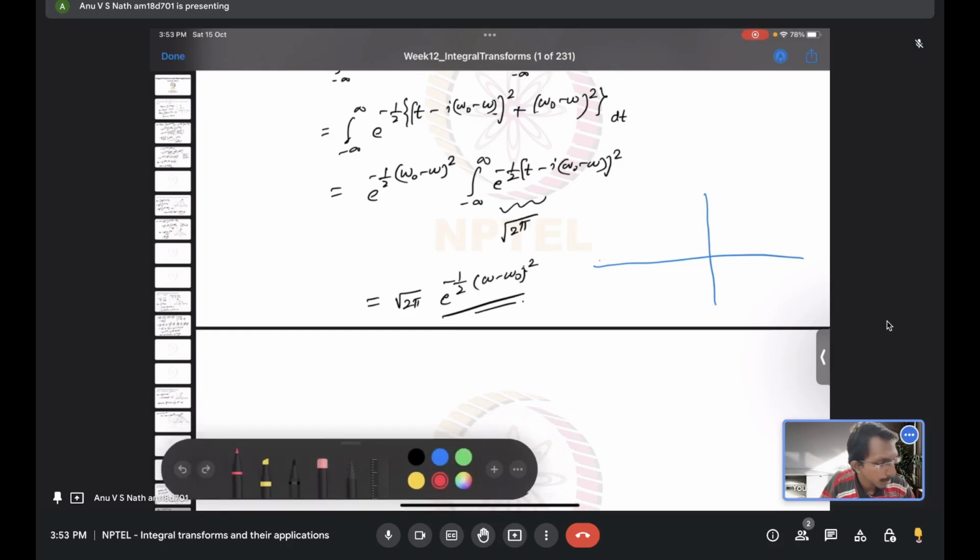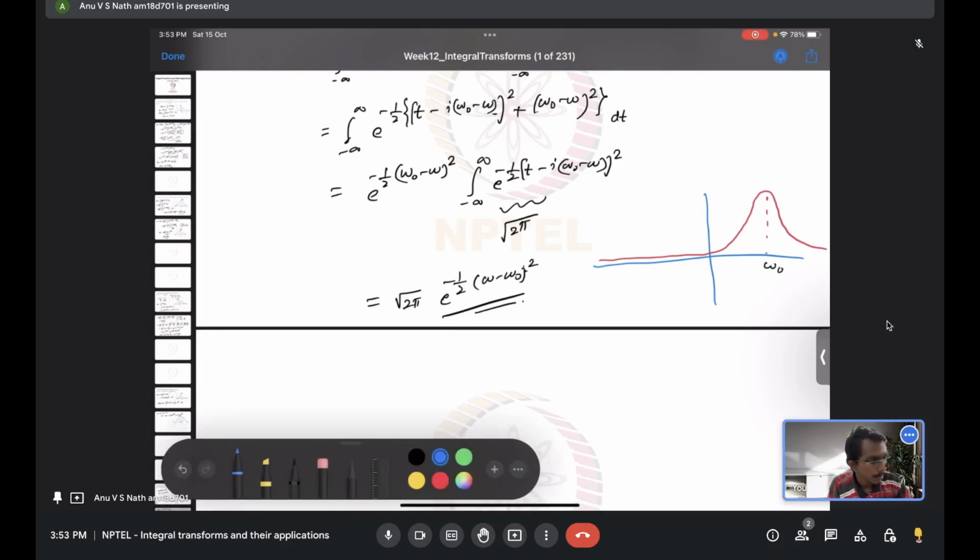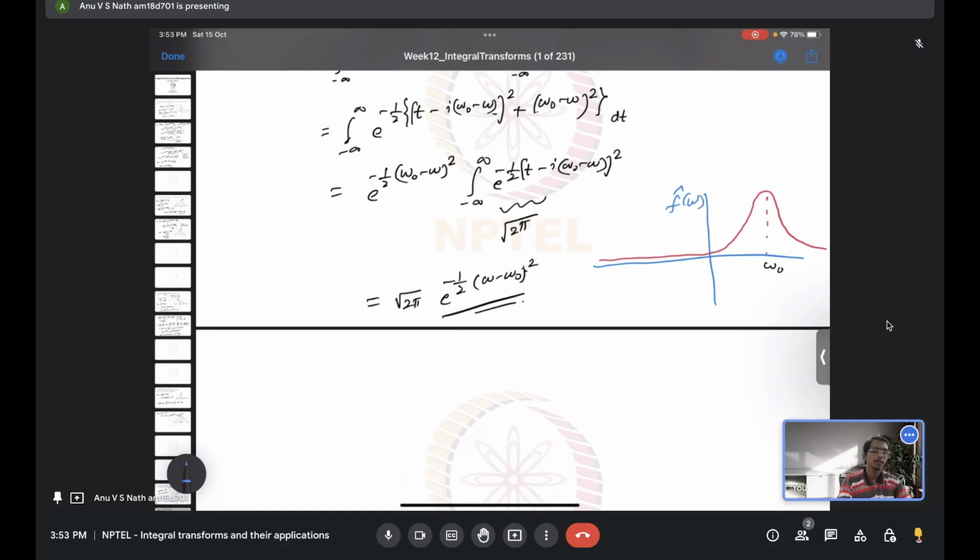Oh, it should be on the other side. Okay, yeah. At the location omega 0, we will see it's shifted to that location. So that is what psi cap of omega is. This also obeys the admissibility criterion, because this also decays faster than 1 by omega, unlike the Haar wavelet. Okay. So any questions?